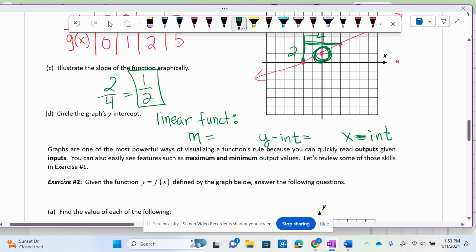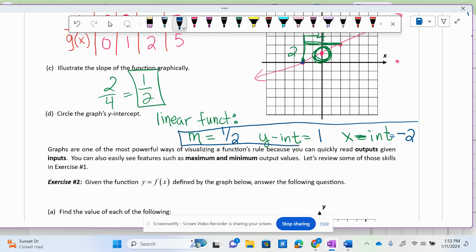Slope, y-intercept, x-intercept. What is the slope of this function? 1/2. What is the y-intercept? 1. Crosses the y-axis at 1. What is the x-intercept? -2. Okay. Do you guys feel okay with those 3 ideas? From a straight line. This is a linear function, so it's going to give us a straight line. Okay.